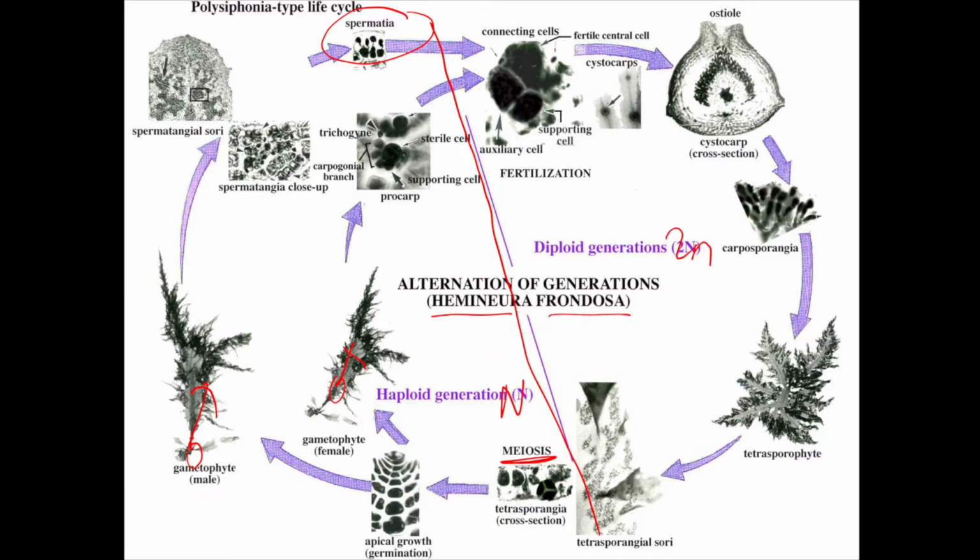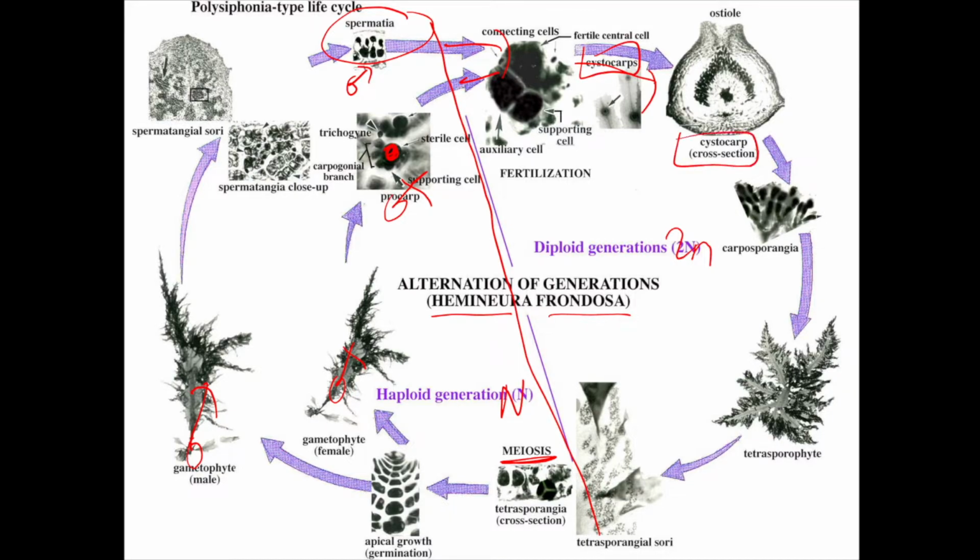Madaming may sterile cells ka, may procarp ka, supporting cells, carpogonial branch, may carpogyne siya. But essentially, meron kang isang central cell sa gitna at siya yung parang egg mo. So that's your carpogonium, no? Siya yung nag-produce ng mga yan. And magmi-meet yung male and female part na yan. Male, female, mag-fuse siya together and it will form your what we call the cystocarps.